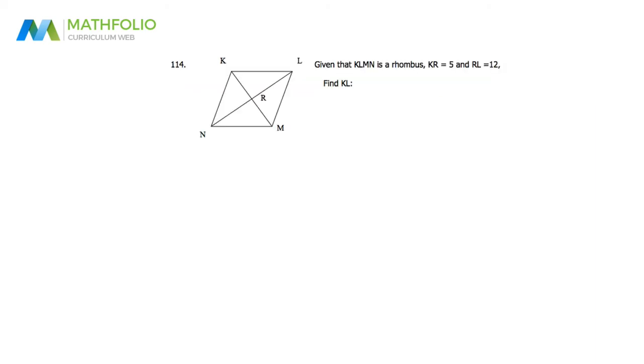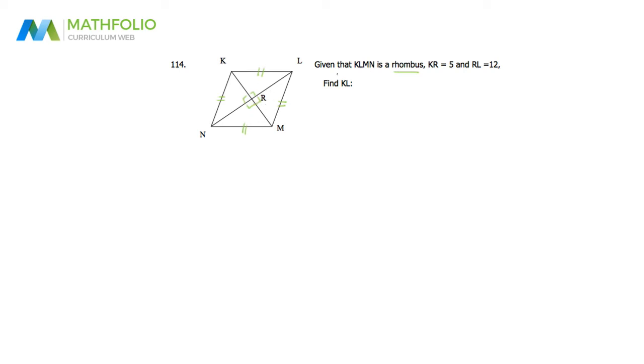All right, next question, 114. In this question, we are asked to find KL, which is along the top. We're told it's a rhombus. So we know this equals this equals this equals this. We also know that these are 90 degrees in the middle.